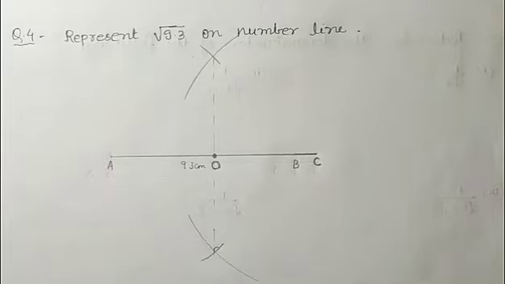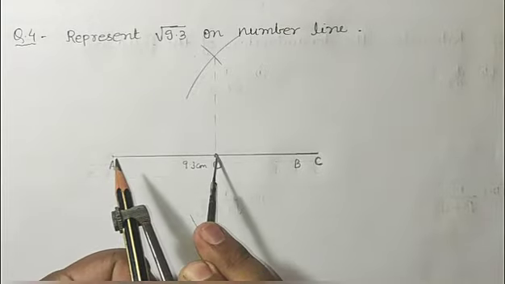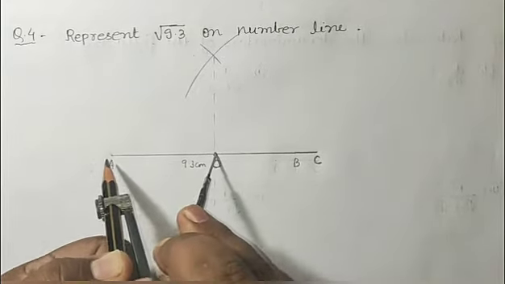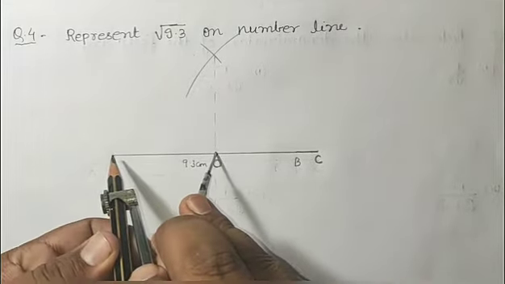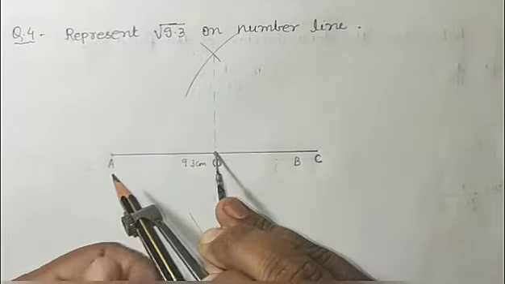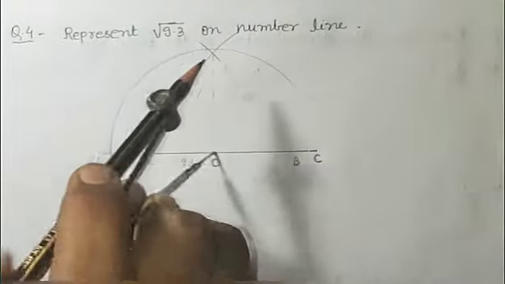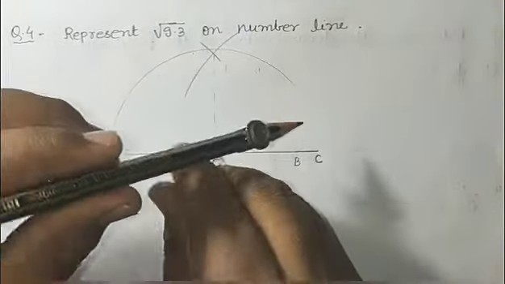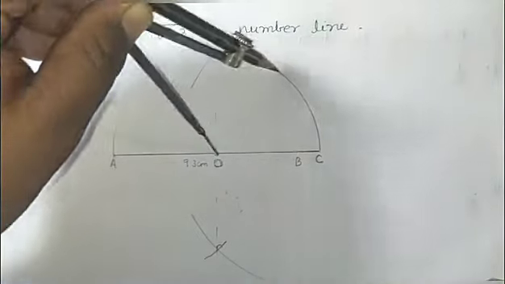Now suppose O is the center and OA is the radius. Draw a semicircle from A to C. How will we draw it? We are going to draw a semicircle from center O, like this.